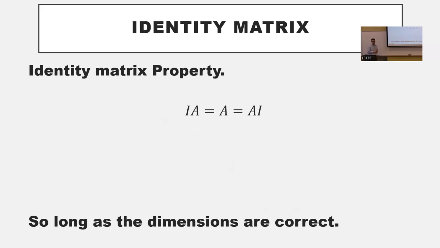Okay. So long as the dimensions are correct, identity matrix times any matrix A gives me back A. A times an identity matrix gives me back A. Right? So the identity matrix works like the number 1 in real numbers. Anytime you multiply 1 times a number, you get that number back.